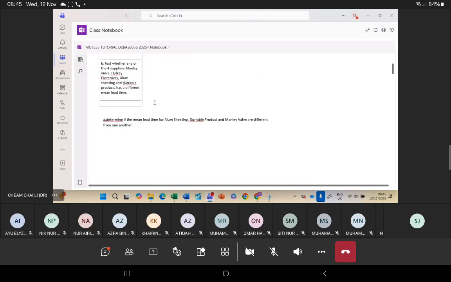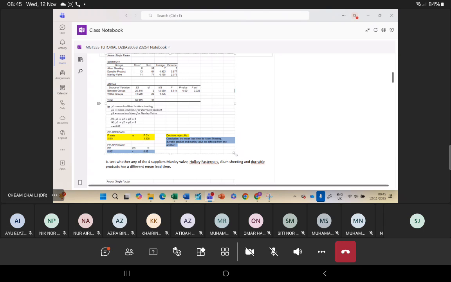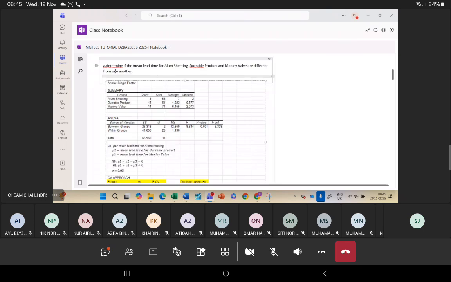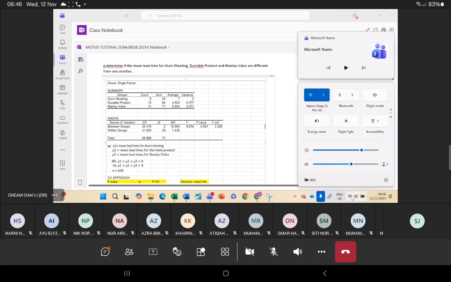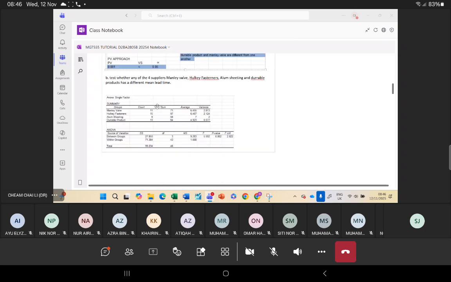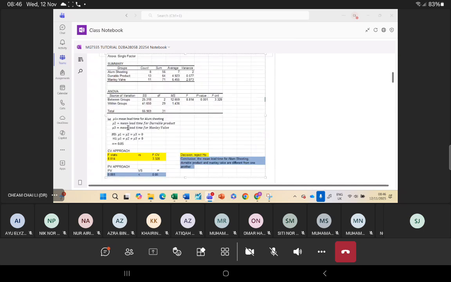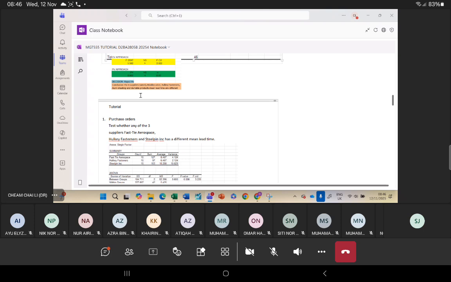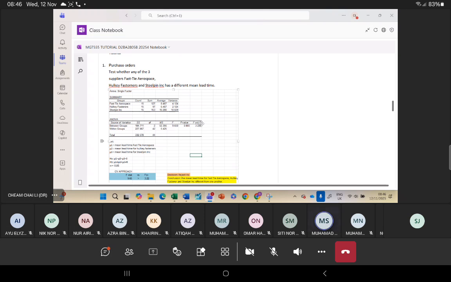After this tutorial discussion you can understand the concept better. Okay, this one is Ideal's. Determine if the mean lead time for the three products is different. If you run ANOVA single factor, that one is hands-on. The one below is the tutorial. Ideal, you can write it as hands-on, and then this is the tutorial.